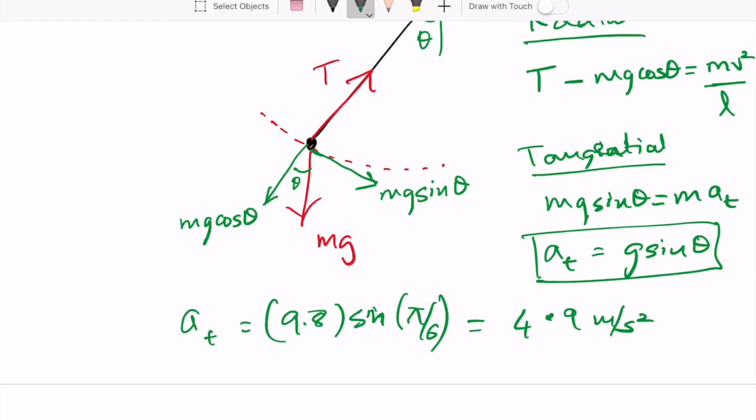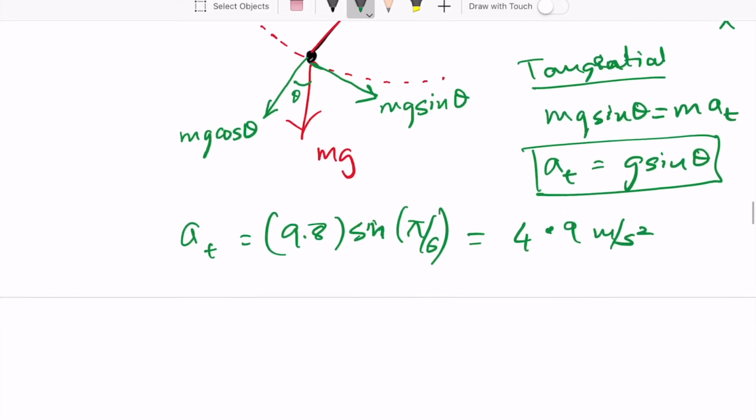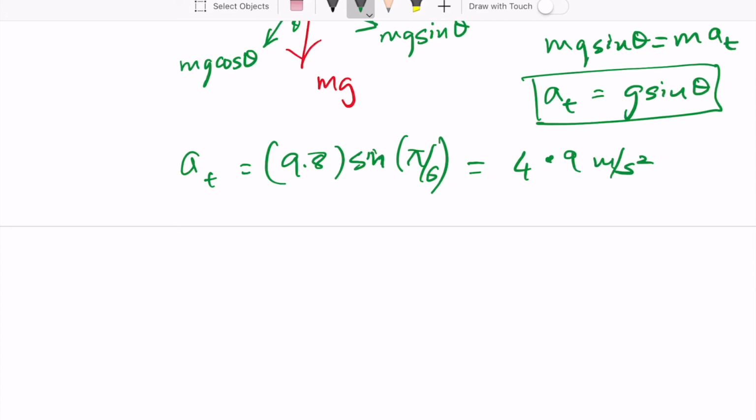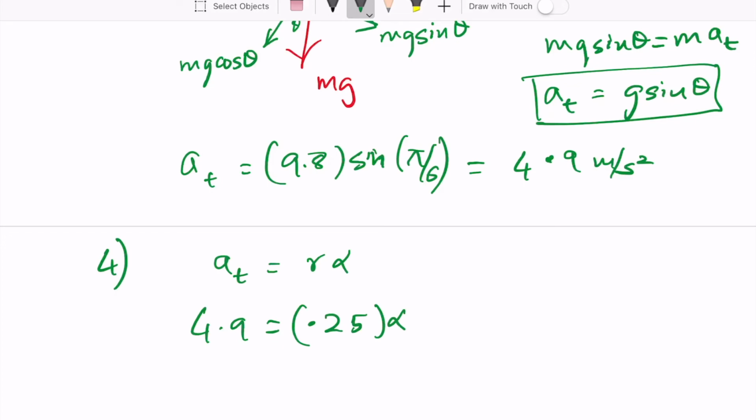Then the next question is asking for the angular acceleration alpha. So once you know A tangential, you can easily find alpha. So for part 4, the relationship between alpha and A tangential is A tangential is equal to R alpha, right? So you can easily solve for that. A tangential is 4.9. The radius, which is the length of the pendulum, is 0.25, so you can just solve for alpha from there. Let's see what I got. 19.6 radians per second squared.